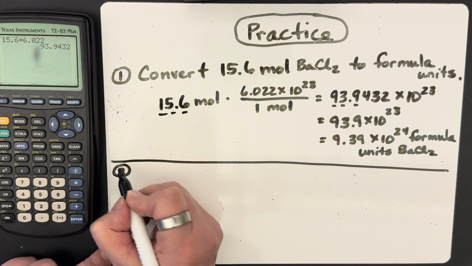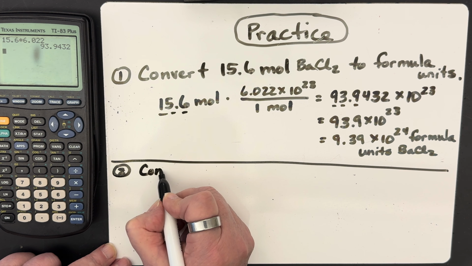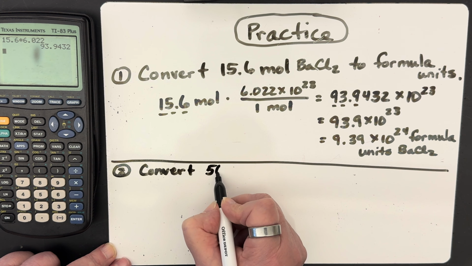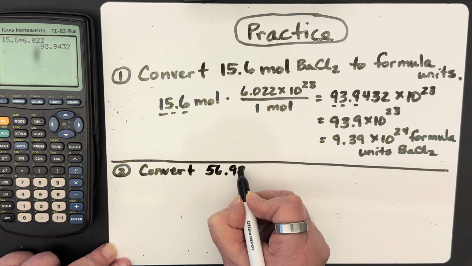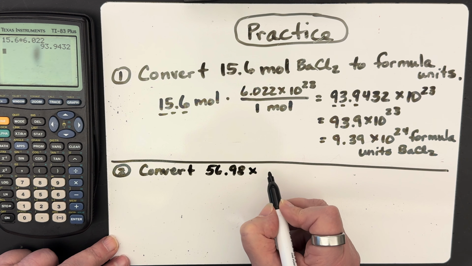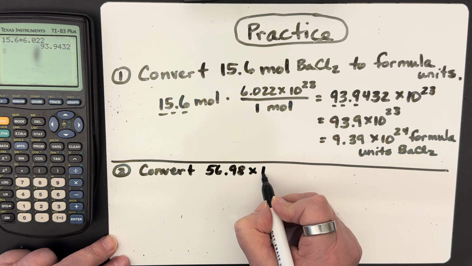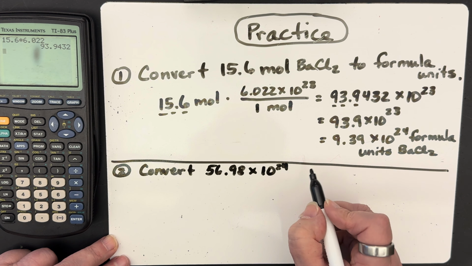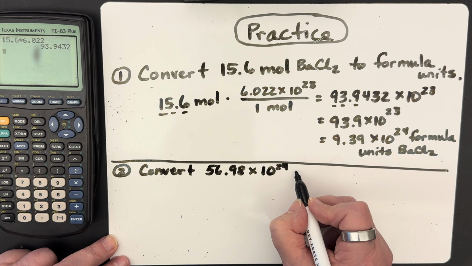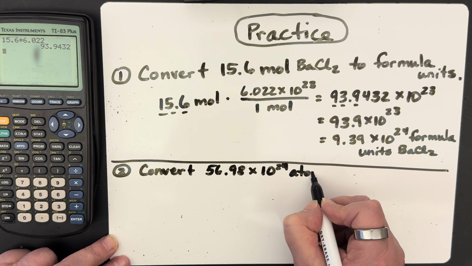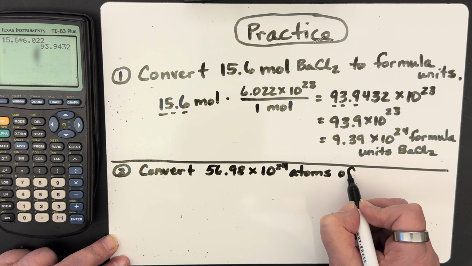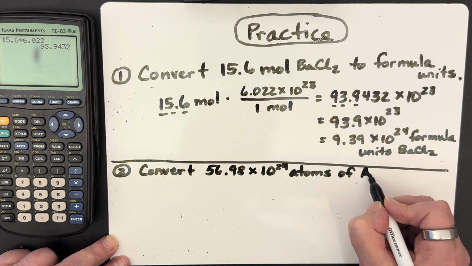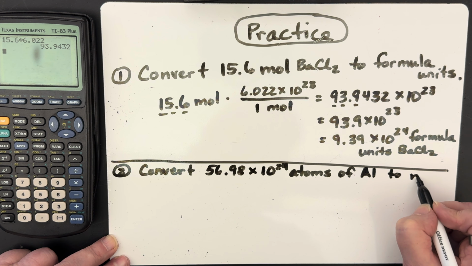Let's look at another. Convert 56.98 times 10 to the 24th. That's bad because it's not in scientific notation. Atoms of, doesn't matter, let's say aluminum, to moles.